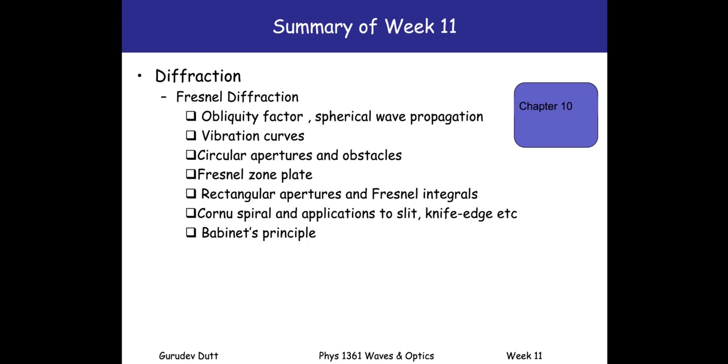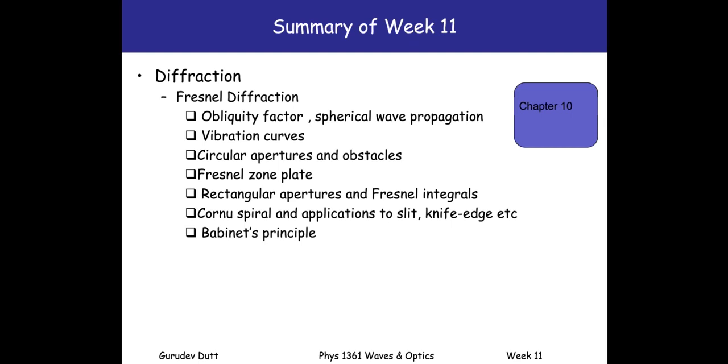So to summarize what we have learned for week 11, we have focused on Fresnel diffraction. We covered the obliquity factor for spherical wave propagation, which led to the modification of the Huygens-Fresnel principle. And we used that to do the Fresnel zone construction and derive vibration curves for the circular situation. That allowed us to understand what happens with circular apertures and obstacles. We covered the Fresnel zone plate, which can be used to make lenses in many different situations where it's difficult to find lens materials. And we then discussed rectangular apertures and the Fresnel integrals.